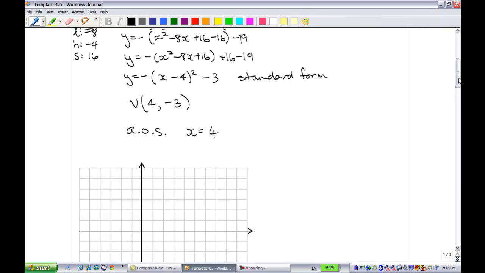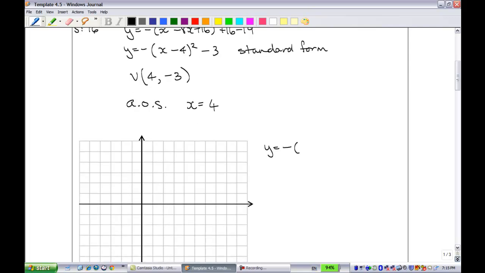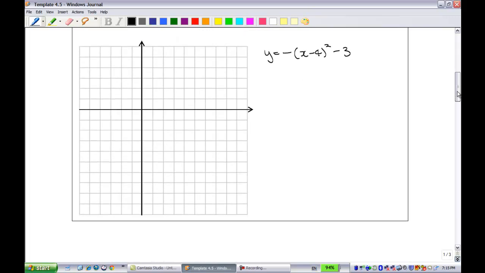Let's sketch this. Let me just write this down here so we can see it a little bit better. We have a vertex of (4, negative 3). 1, 2, 3, 4, negative 3. It is opening down. It's a standard parabola, a equals 1, so it's not expanded or compressed vertically, but it is opening down. So kind of that out 1, up 1, but in this case out 1, down 1. Out 2, down 4. Out 3, down 9 won't exactly fit, so there's a parabola.